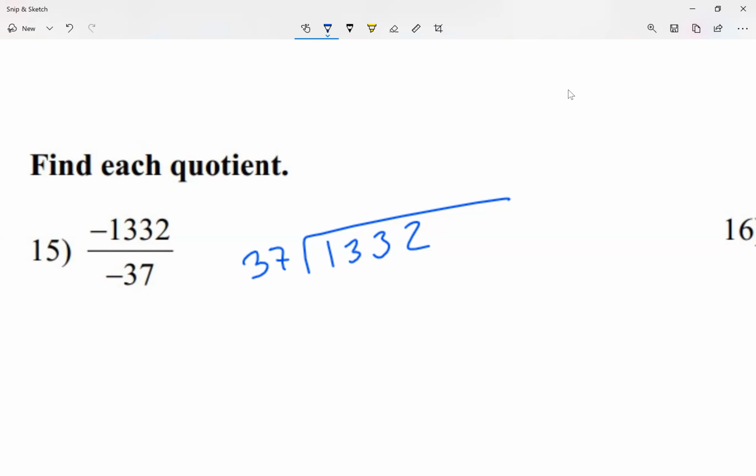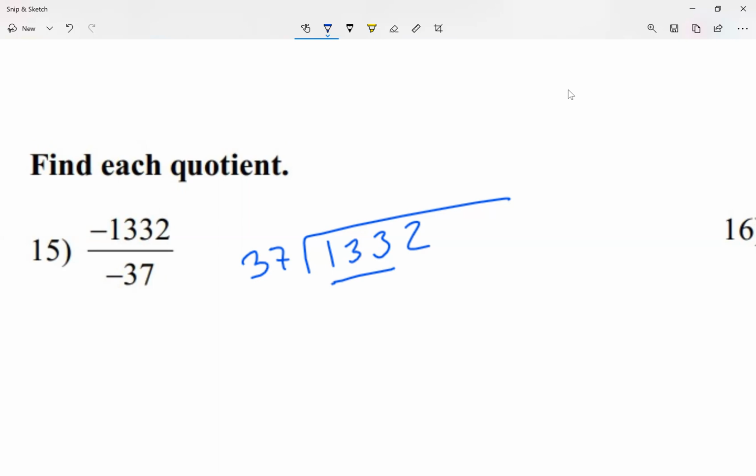Now, the number seems a little too big, so let me look at the numbers little by little. 37 is a two-digit number, so I look at the first two digits of my number inside. And then I ask myself, how many times does 37 go into 13? Well, I can't, because 37 is bigger. So instead of looking at two numbers inside, let me look at three numbers. Then I ask myself, how many times does 37 go into 133? Then I can figure things out.